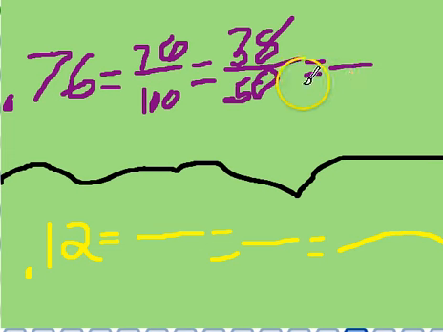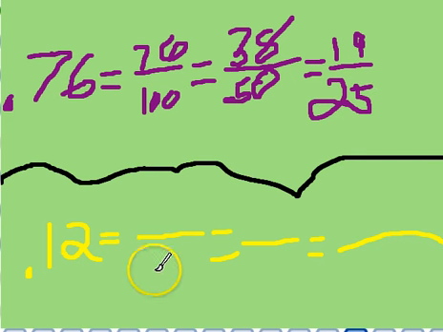Okay, and 38 and 50 both share another number. And that number would be 2. So 38 divided by 2 would be 16. Wait, no, not 16. That would be 19. Sorry. And 50 divided by 2 would be 25. So you should have gotten 19 over 25. Now I'm going to give you some time to do the second one. Ready? Go. Don't use the calculator.